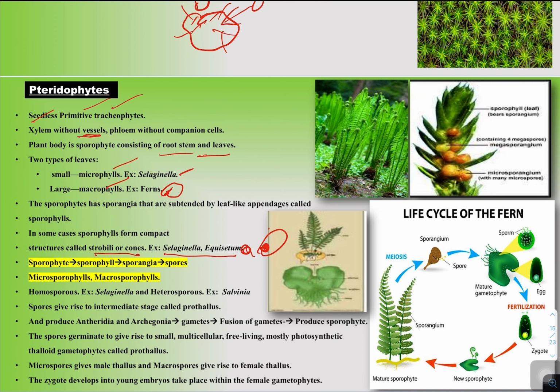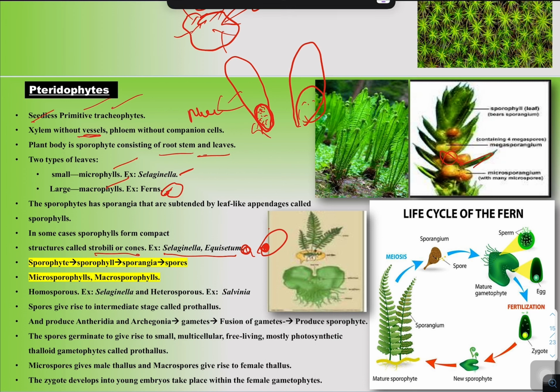Sporophyte has sporophylls, where the sporangia are present. This sporangia contains a number of spores. If a leaf contains microspores, microspores are nothing but male spores. Male spores are called microspores. This leaf is called a microsporophyll, since it provides space for the attachment of microsporangia. If macrospores are developing here, then it is called macrosporangia.